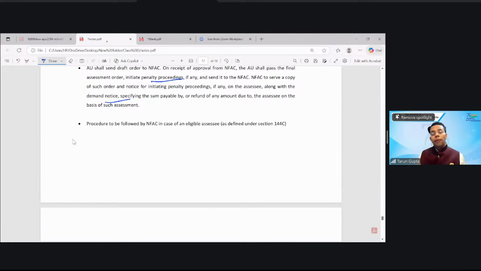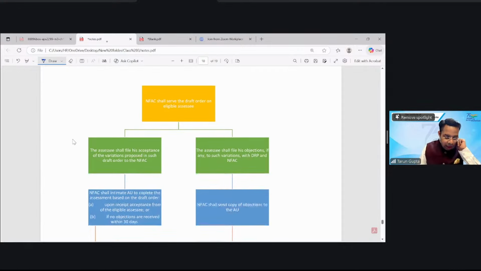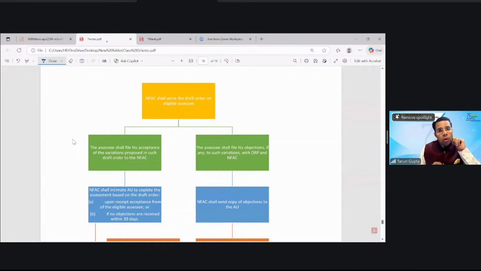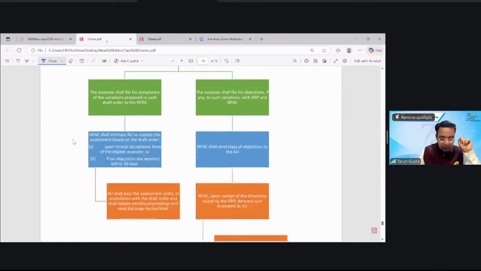But if it is a case of an eligible assessee, the DRP, in such case, NFAC shall serve only a draft order on the assessee. The assessee shall either file the acceptance or will not file the acceptance and will remain silent. In such case, if the acceptance is received, NFAC shall forward it to the AU or shall intimate that the assessee has neither filed the acceptance nor the objection. In such case, the AU shall pass the final order.